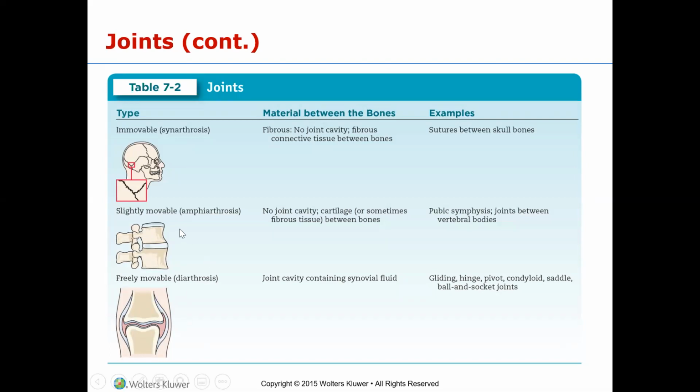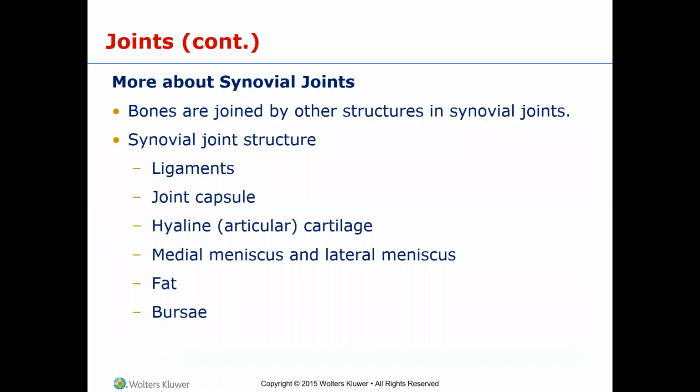Slightly movable joints, which we find where there's an articulation of cartilage, like in our vertebrae, are known as amphiarthrosis, and also in our pubic bone, where the pubic symphysis of the 2 pelvic bones come together. And then the freely movable joints are known as diarthrosis, and that's like our knee, our elbow, our shoulder.